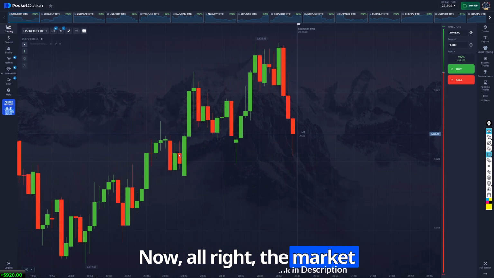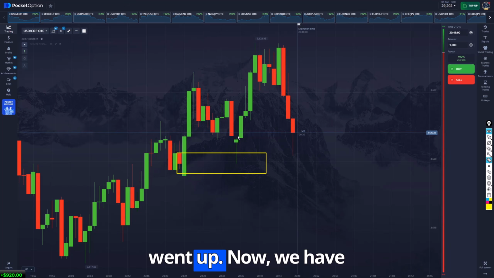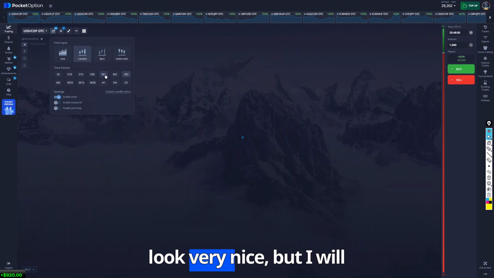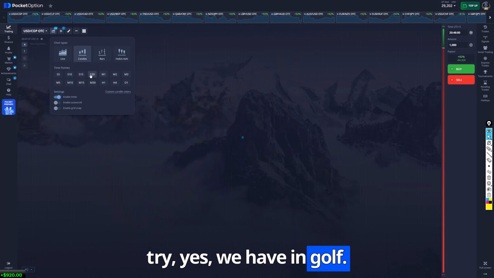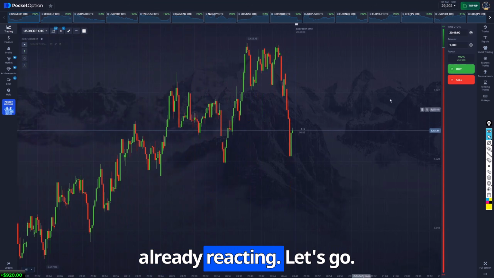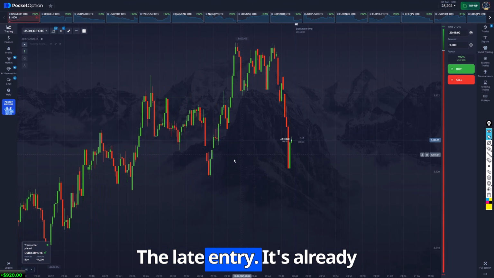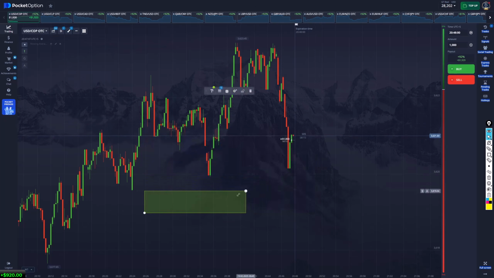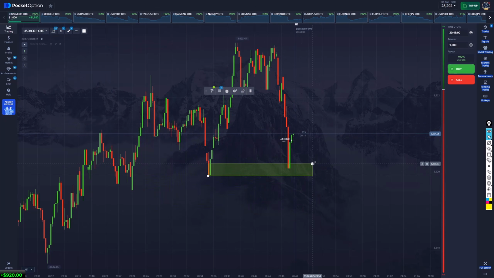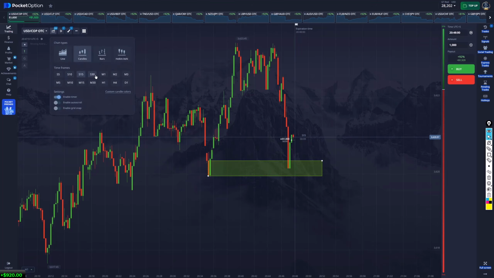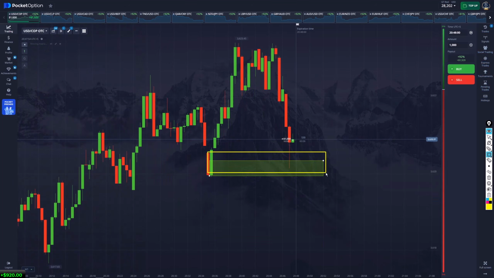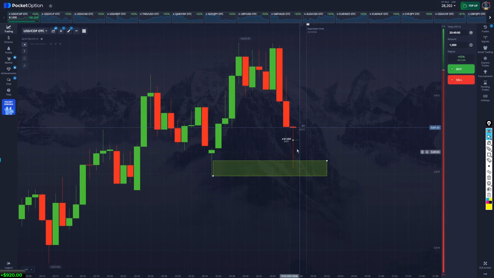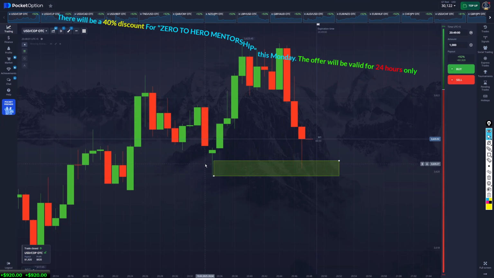Now, all right, the market touched this demand area, it went up, and now we have this QM and this little trend line. The QM doesn't look very nice, but I will try. Yes, we have engulf. Let's see. Oh my god, it's already reacting. Let's go to the late entry. It's already reacting from this demand. This is the demand area for the QM. We have 30 seconds as well. My entry is so bad, but it was very clean. That was a winning trade too.